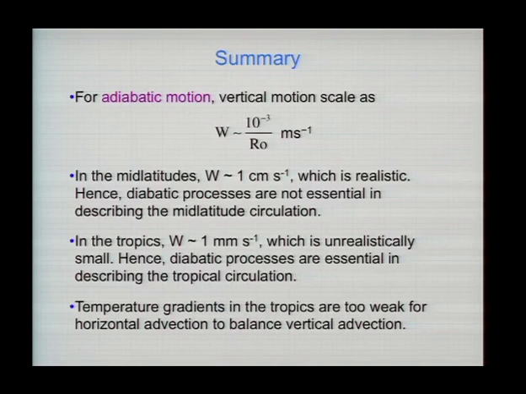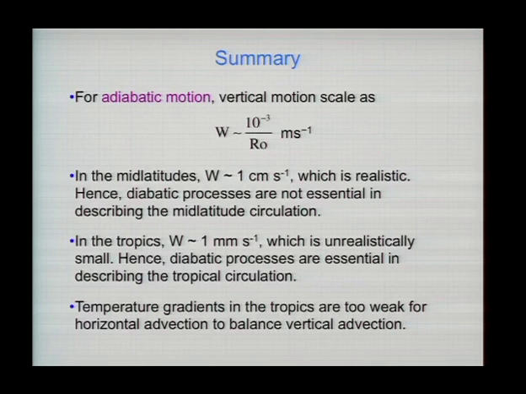So the conclusion there would be, maybe diabatic effects aren't so important in the mid-latitudes. That's true. We can understand the basic dynamics of the mid-latitude atmosphere without thinking about diabatic processes. We need diabatic processes to understand the details, but not the fundamental dynamics. But we can't get away with this in the tropics. Our conclusion was that we must include diabatic processes in the tropics, even to get the most fundamental understanding of the dynamics of the tropics.